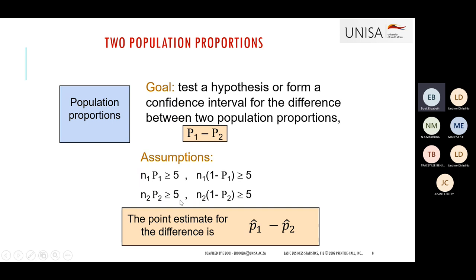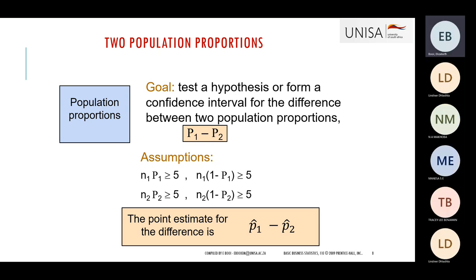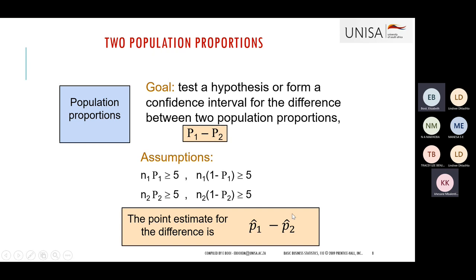The values that you're going to use to calculate, we call those the estimates. These are your sample 1 estimate minus your sample 2 estimate. These are the ones that we're going to use in the formula to calculate, in order for us to know whether we need to reject or do not reject the null hypothesis.